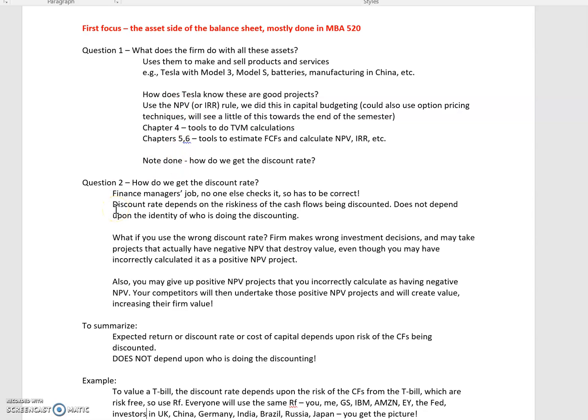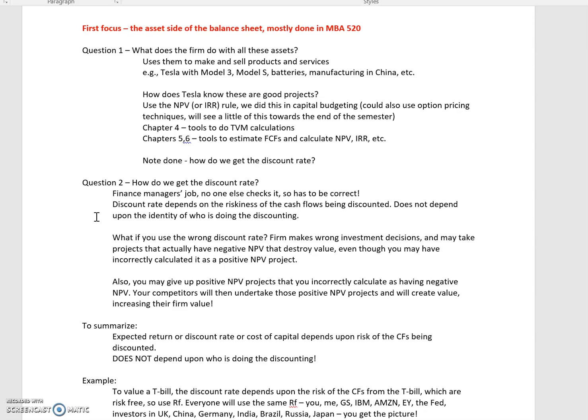And it's basically the finance manager's job. Keep that in mind. No one else is going to check it. So your job has to be to get this absolutely correct, because no one else is going to check it and tell you, hey, this is the discount rate, use it. That's the finance person's job. So keep in mind the discount rate depends on the riskiness of the cash flows being discounted. It does not depend upon the identity of who is doing the discounting. All right. So the only thing that matters is the risk of the cash flows that you're discounting.